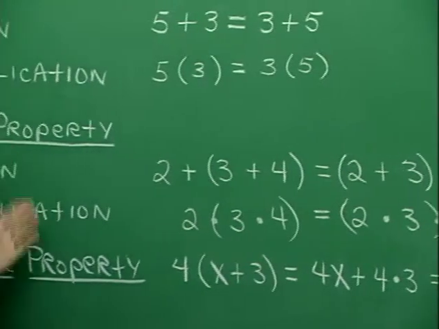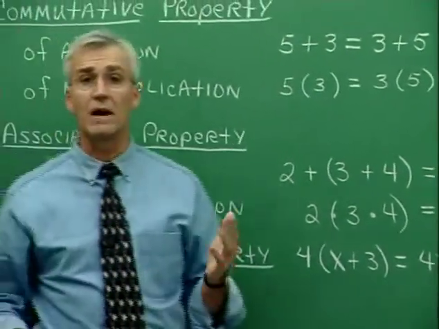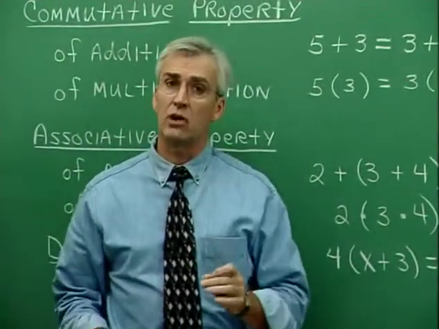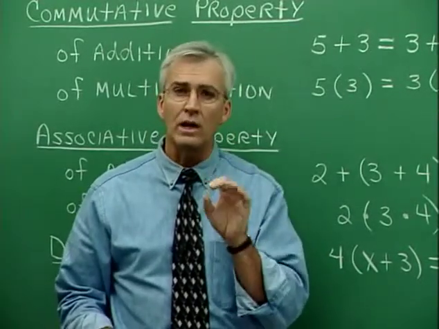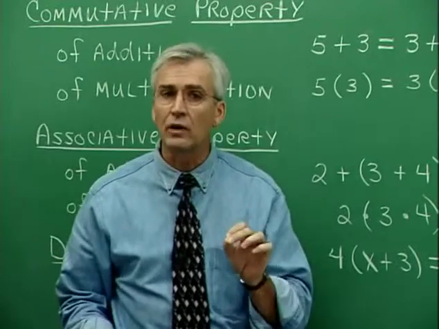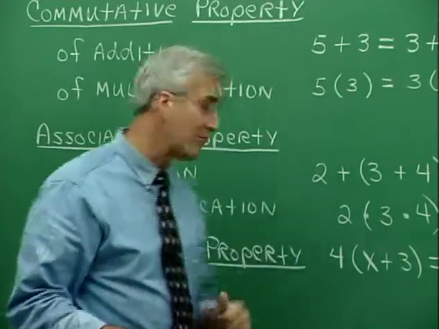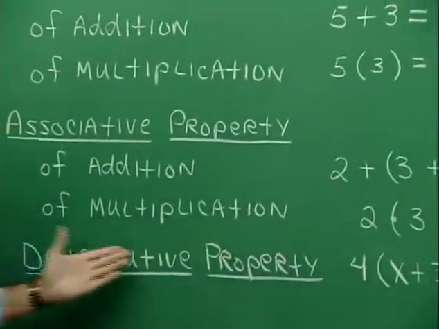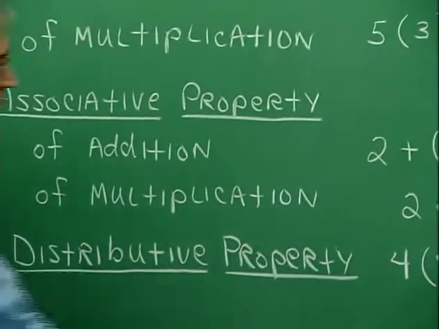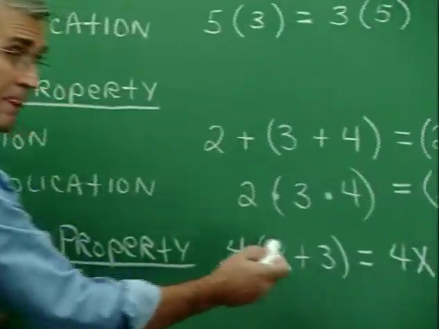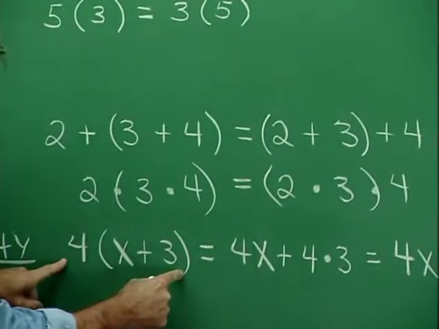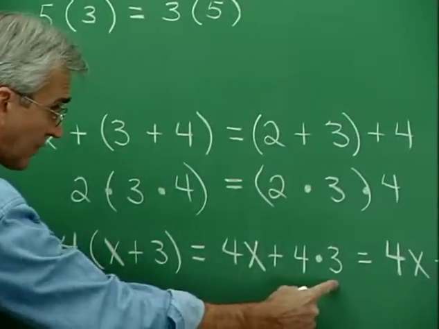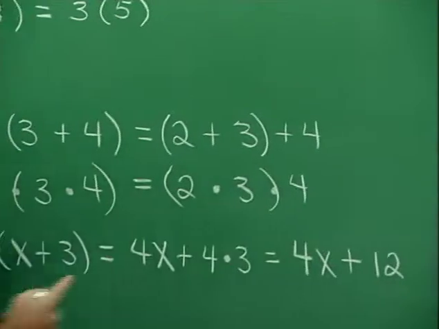Now, commutative and associative properties are generally not called by name, but the next one is called by name. We use it so often, I guess, or it has a certain speciality to it that we do call it by name very often. It's called the distributive property, and it's illustrated like this. 4 times (x plus 3) is equal to 4 times x plus 4 times 3. Of course, we would write 4x plus 12.